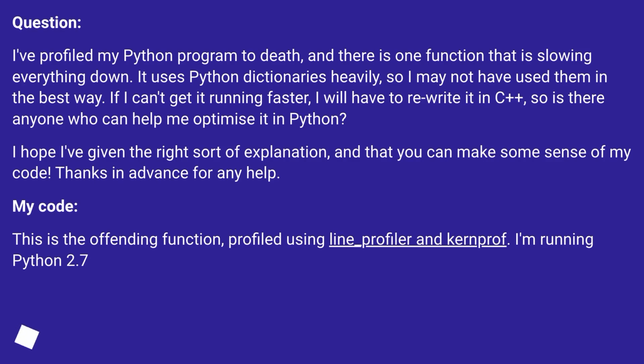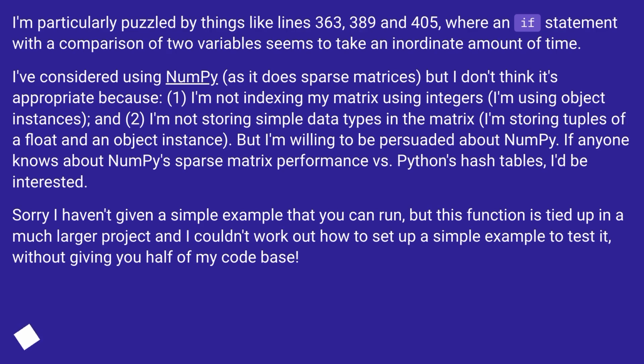My code. This is the offending function, profiled using line_profiler and kernprof. I'm running Python 2.7. I'm particularly puzzled by things like lines 363, 389 and 405, where an if statement with a comparison of two variables seems to take an inordinate amount of time.